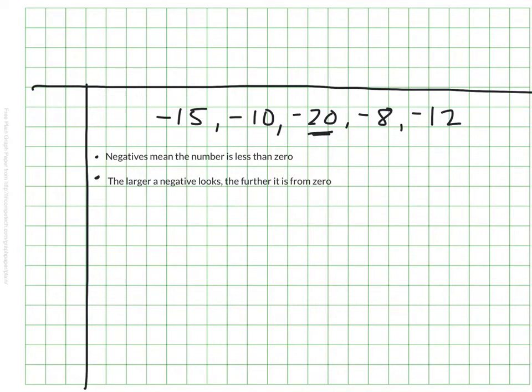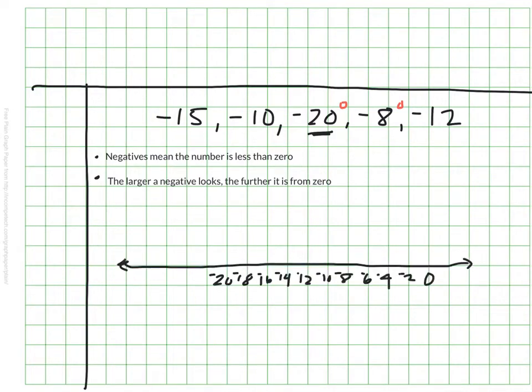We can put that in context, right? If these were temperatures, -8 degrees Fahrenheit, perhaps, would be cold. It would be 8 degrees below 0. But -20 degrees Fahrenheit would be even colder, and it's even further below 0. So let me place these on a number line. Since all my numbers are less than 0, I just focus my number line on the left-hand side. So I'm going to go ahead and plot these.